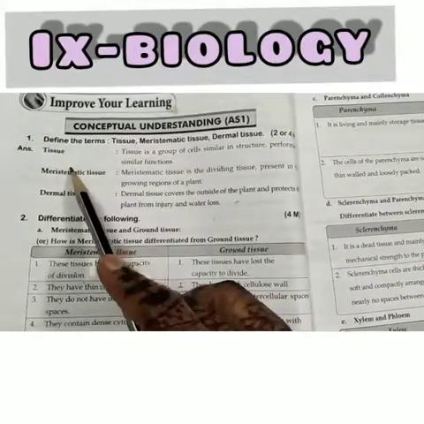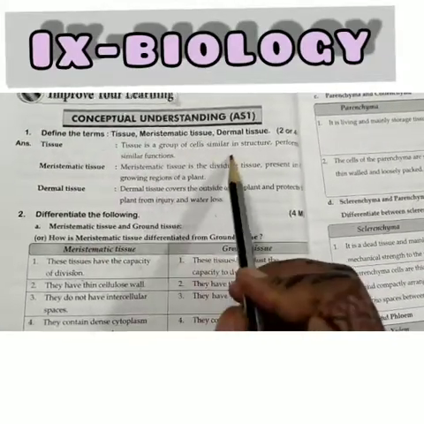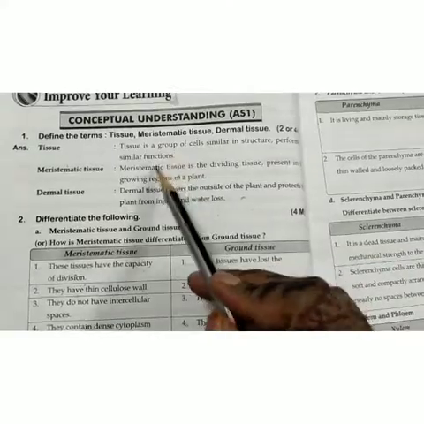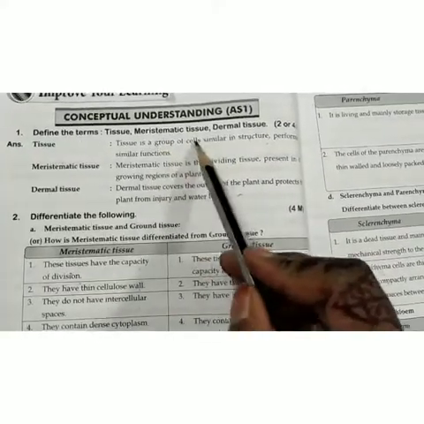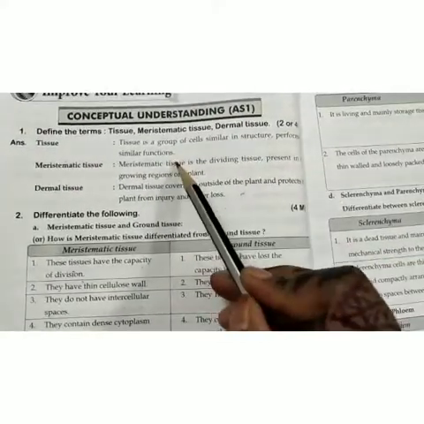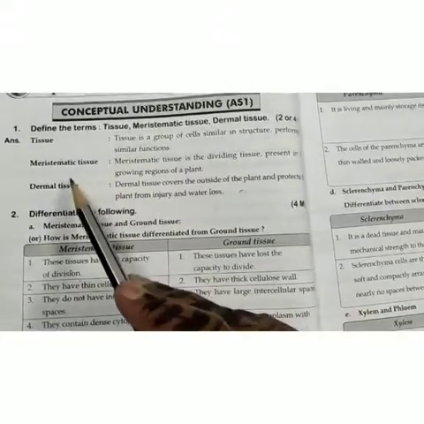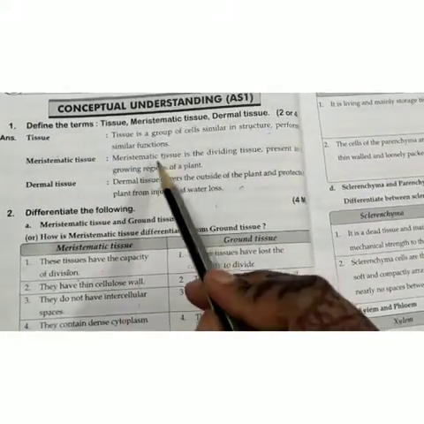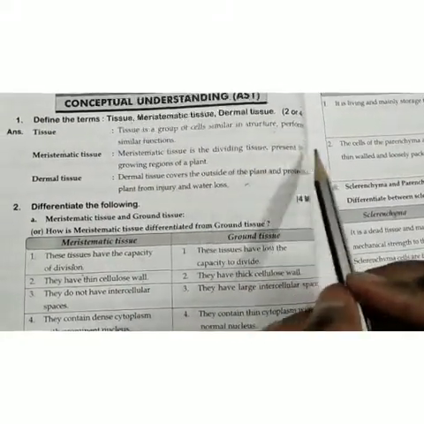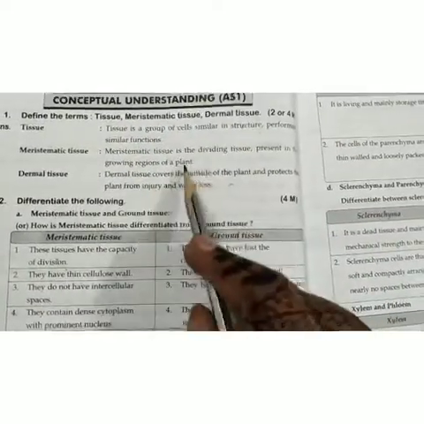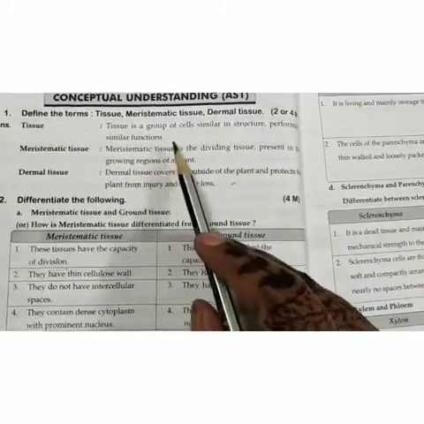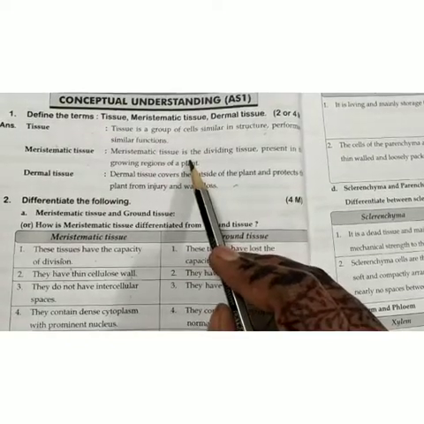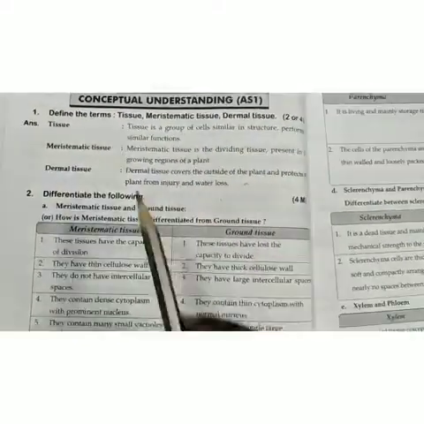First, tissue. Tissue is a group of cells similar in structure, performs similar function. Group of cells which are similar in structure or perform similar function known as tissue. Meristematic tissue. Meristematic tissue is the dividing tissue present in the growing regions of a plant. This tissue is present at the growing regions of a plant and it is a dividing tissue.